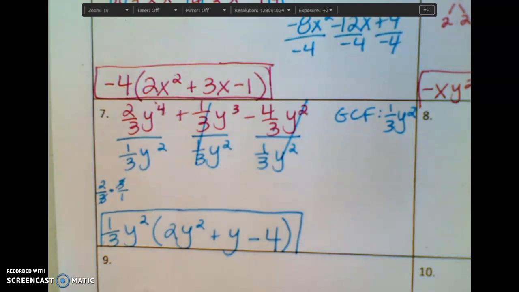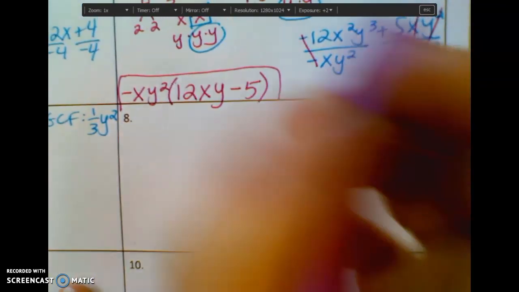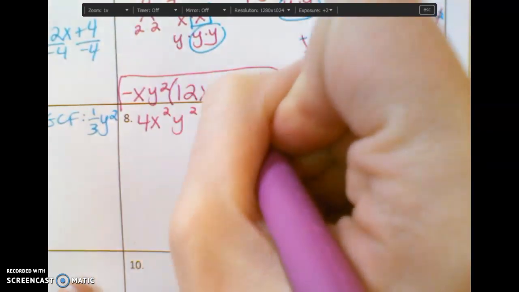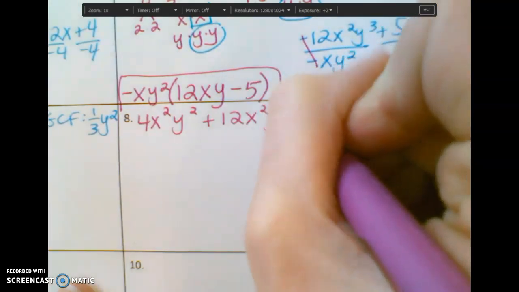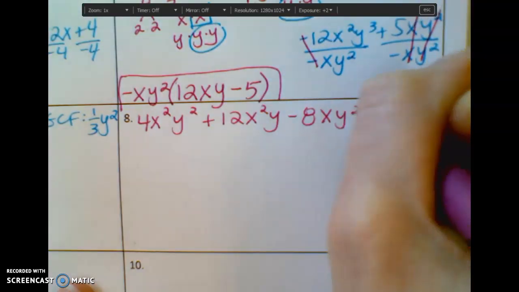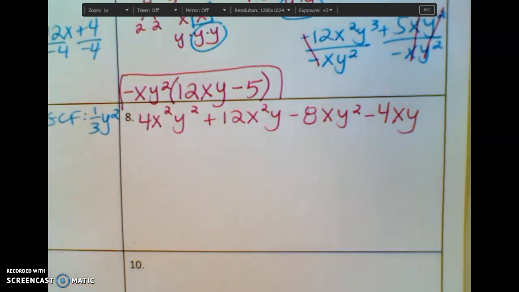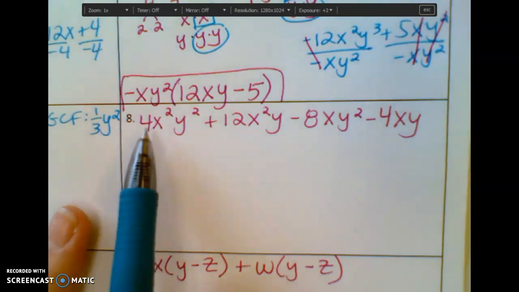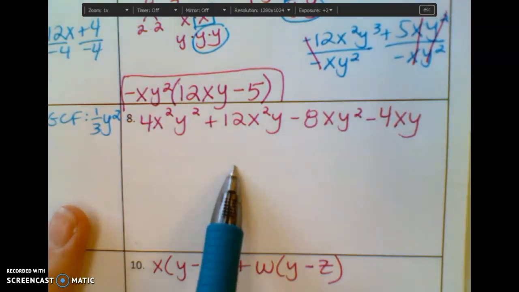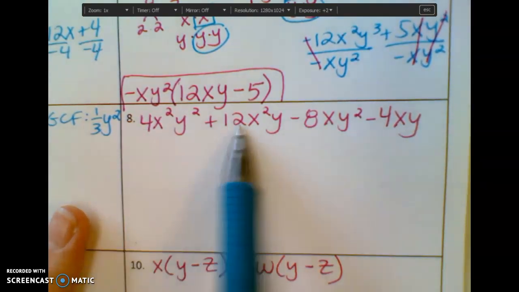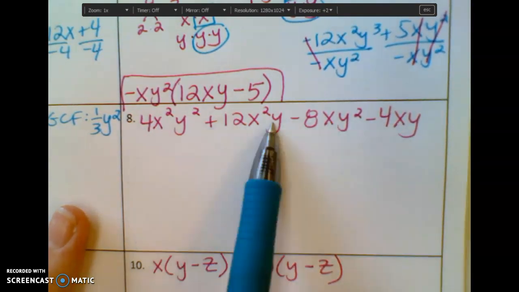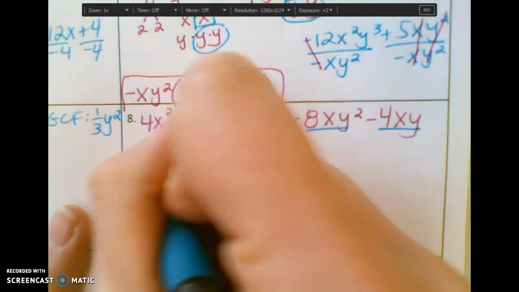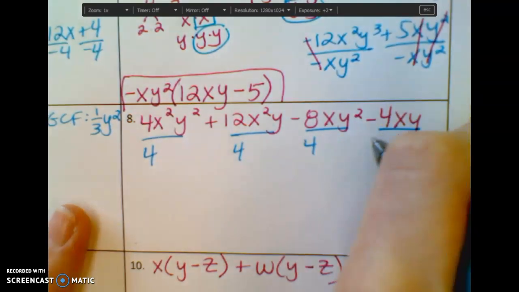Number 8, I'm going to write it and then I want you to try it. 4x squared y squared plus 12x squared y minus 8xy squared minus 4xy. Now that you tried it on your own, let's look at it. I want us to do this one in our head. If you did the factor tree, totally fine. But look at 4, 12, 8, and 4. What do they all have in common? A 4. So we know that in our GCF, we can take a 4 out of every single one.